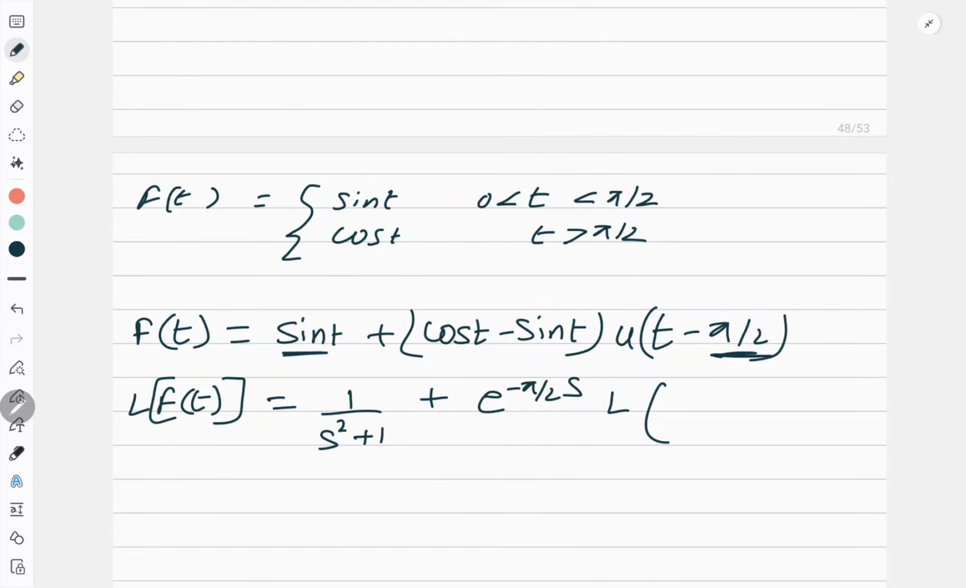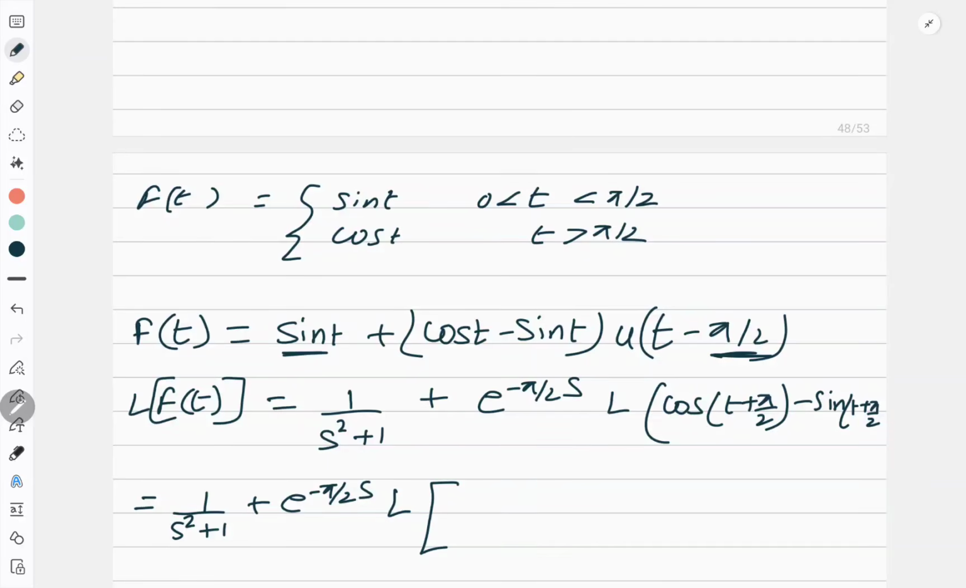And Laplace of cos t minus sine t. So cos t plus pi by 2 minus sine t plus pi by 2. Okay. So 1 upon s square plus 1 plus e to the power minus pi by 2 s Laplace of, let us discuss this. If you forget the quadrant system, apply the formula cos a plus b. Otherwise, see, it is pi by 2. So in the quadrant system, you are sitting here. Whenever you cross this line, cos becomes sine. Correct? So definitely it is going to be sine t. But now in which house are you entering? You are entering the house of sine. So you will get a negative sign.